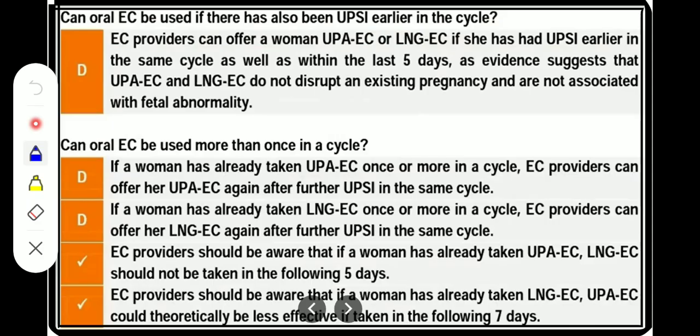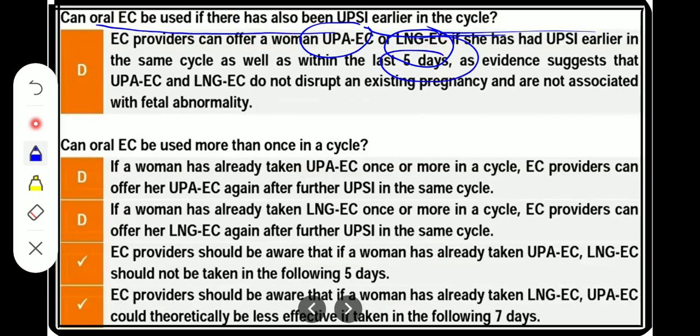Okay, now this is from FSRH: oral EC can be prescribed if there has been OPC earlier in the cycle. It's written that both these methods, ulipristal and levonorgestrel, can be used if OPC took place at the start of the cycle or within the last 5 days.